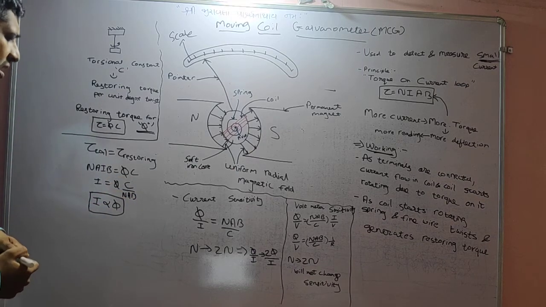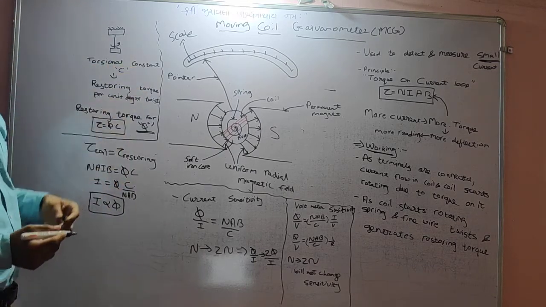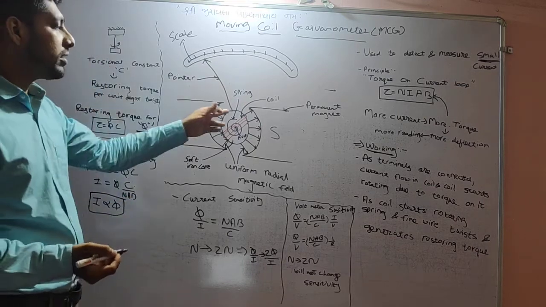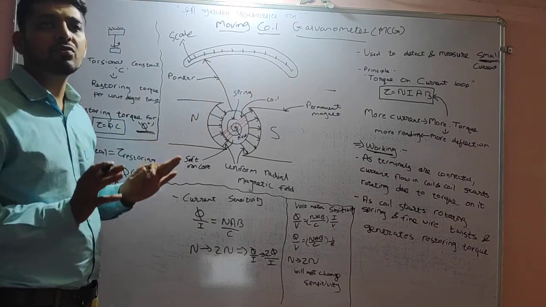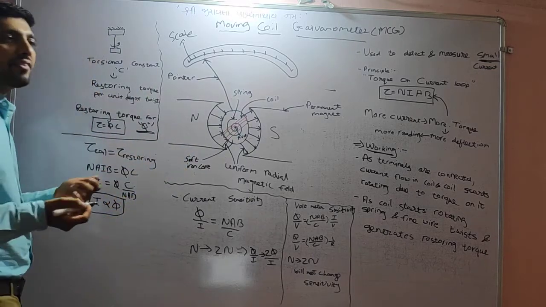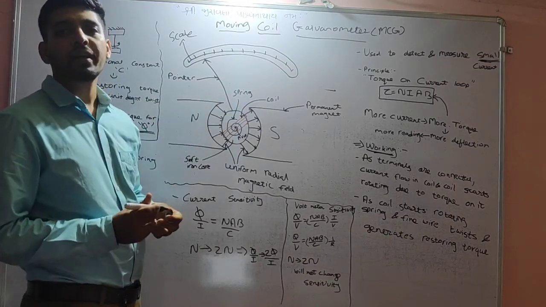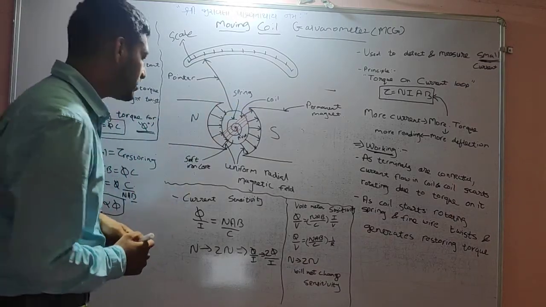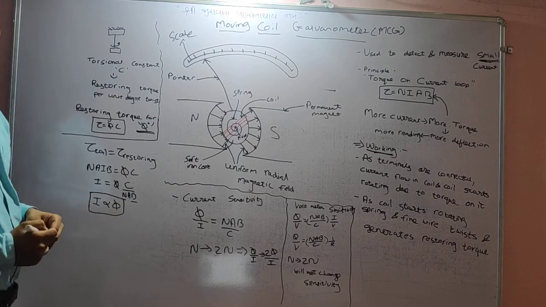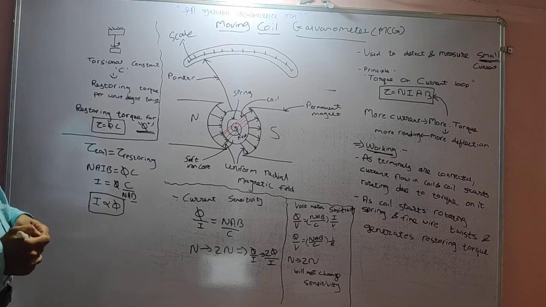Now here you can see C is constant. C is torsional constant, so it will remain constant for any material. N is number of turns, that will remain constant because we have kept the number of turns fixed once you have made the galvanometer. A is the area, which will also be fixed, and B is the magnetic field. That magnetic field of this magnet will always remain the same. So from here we can write I is proportional to phi.